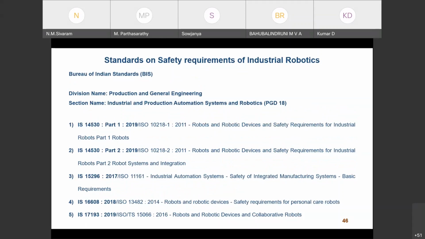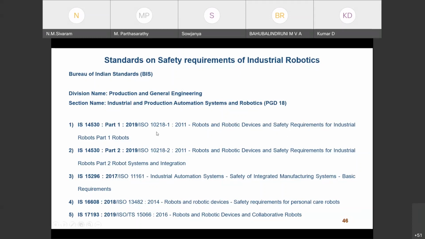Now in India also we have our own standards coming up. The Bureau of Indian Standards, BIS, has a separate division for production and general engineering, and under this division there is a section specifically for industrial and production autonomous systems and robotics, PGD 80. This sectional committee is developing the robot standards for our country, and so far these standards are all adopted from the ISO standards which I have shown in the previous slide.